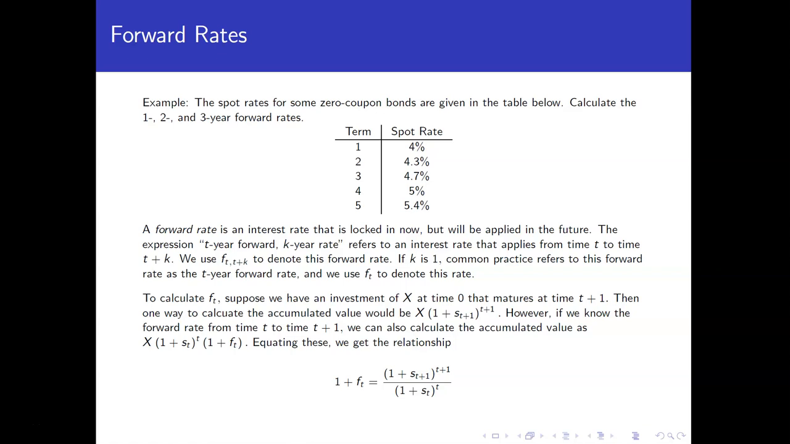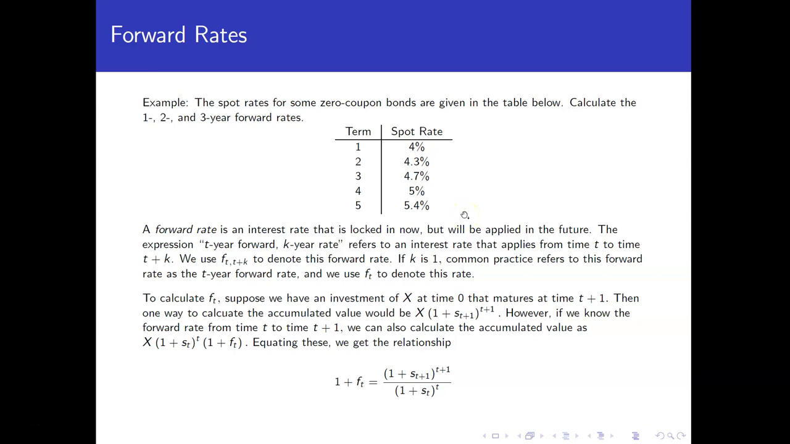In this video, we're going to talk about forward rates. So we are given, in this problem, a table with spot rates. Again, we know what the yield rate is if we go from time 0 to time 1, or from 0 to time 2, or from 0 to time 3, and so on.